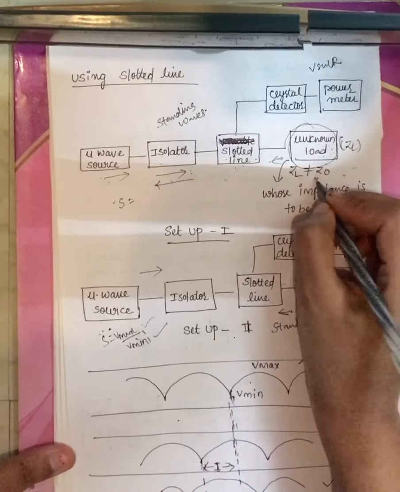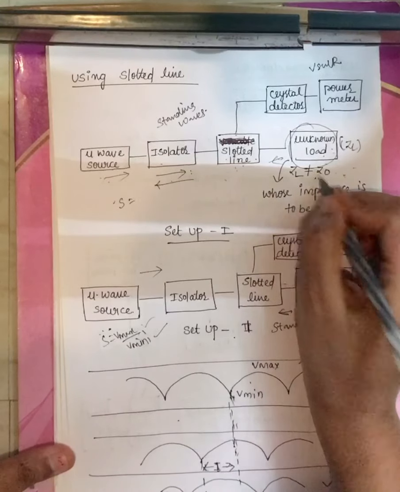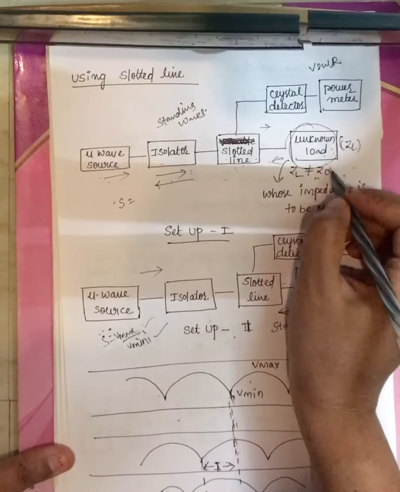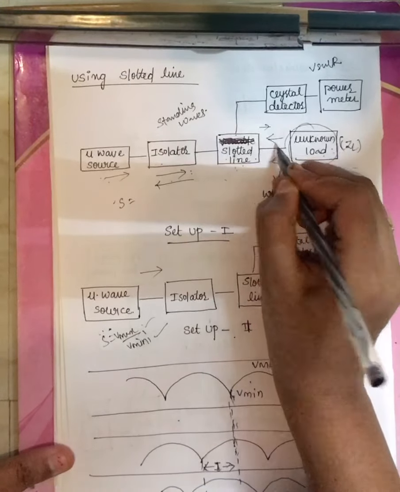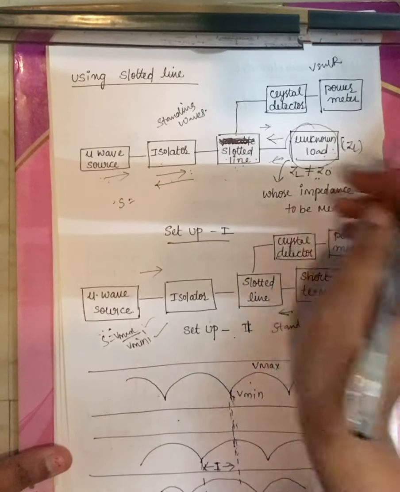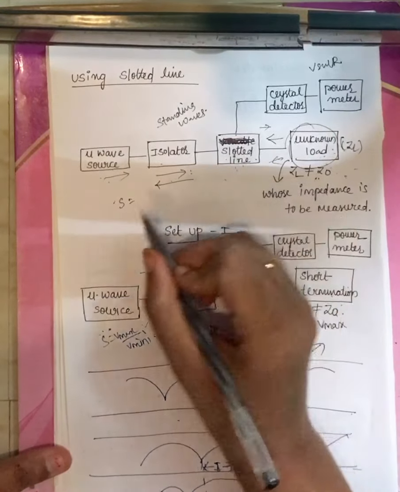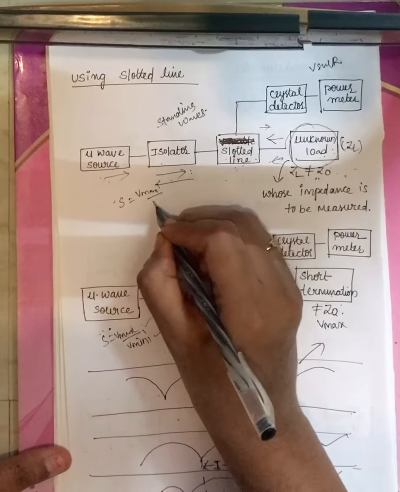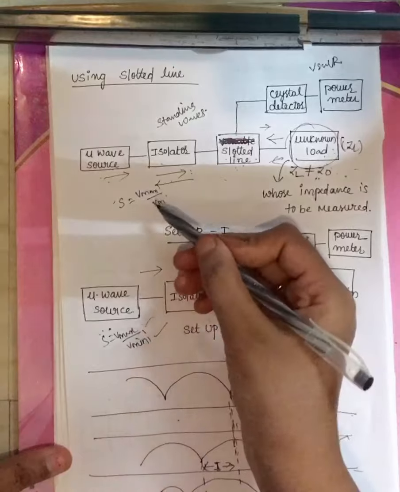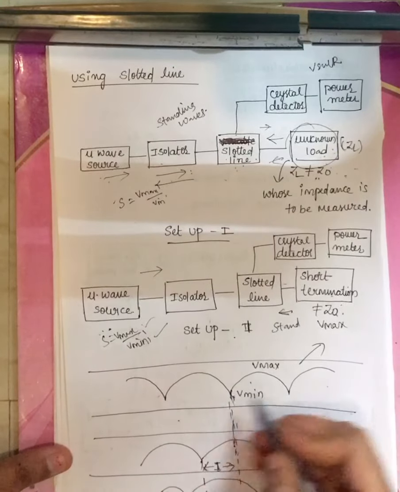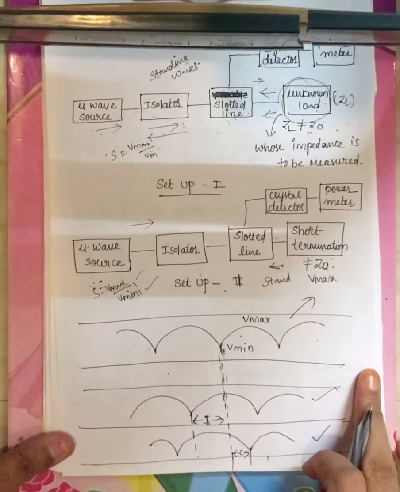Now this unknown load is not equal to Z0. The wave gets incident, and since ZL is not equal to Z0, the wave gets reflected and forms standing waves. By varying the slotted line, you measure Vmax and Vmin, and if you can find Vmax and Vmin, you can draw its waveform. This is the waveform for your setup 1.